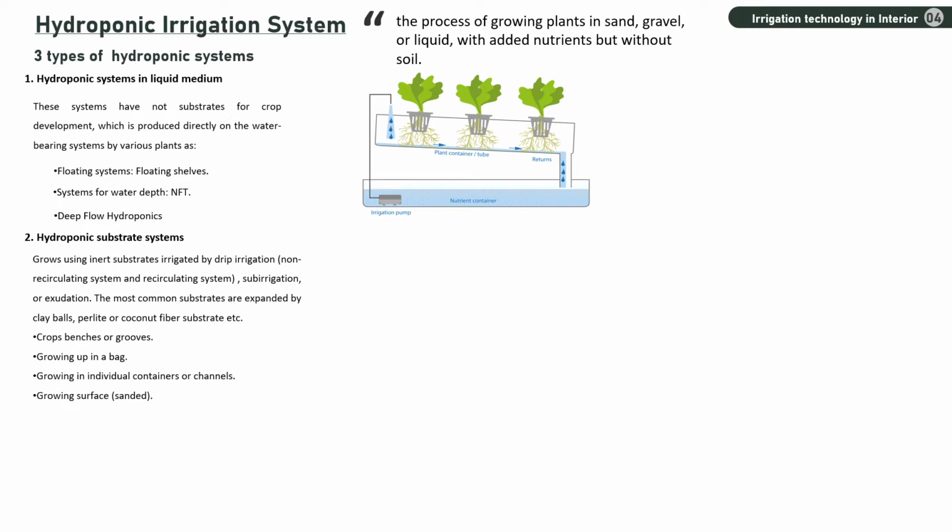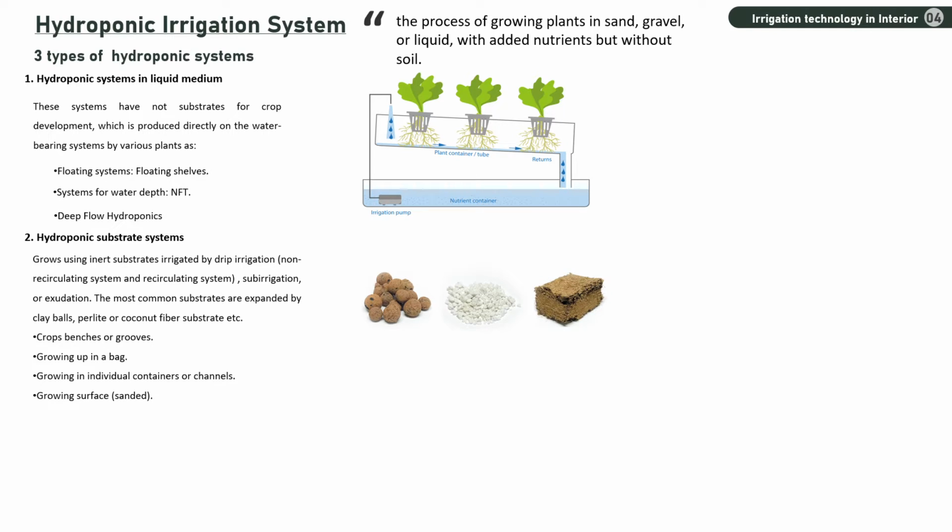Another hydroponic irrigation system that we have is the hydroponic substrate system. In these systems, we grow using inert substrates irrigated by drip irrigation, which is the most used type of hydroponic substrate system and can be classified as recirculating or non-recirculating, sub-irrigation or exudation. The most common substrates are expanded clay balls, perlite, or coconut fiber.